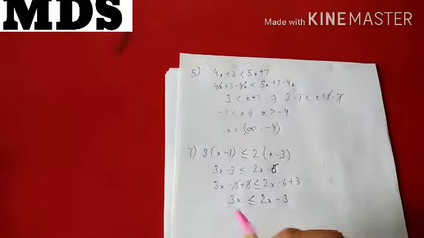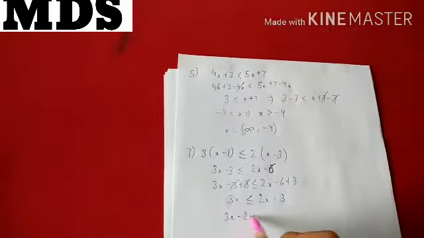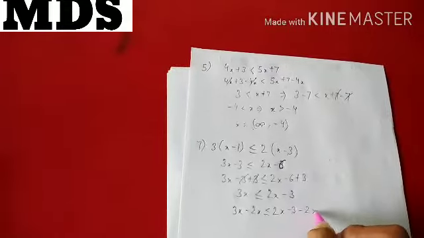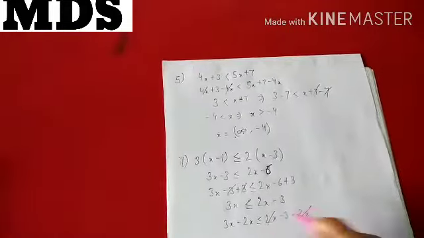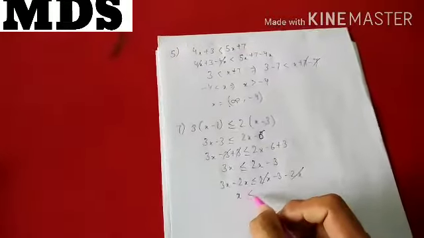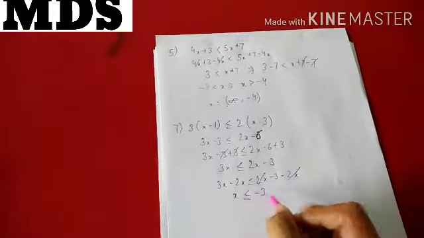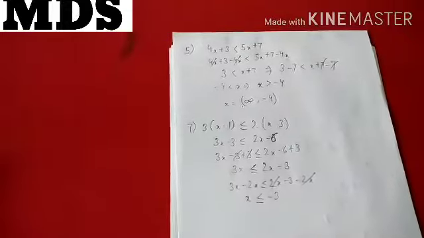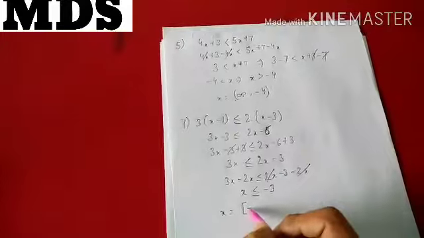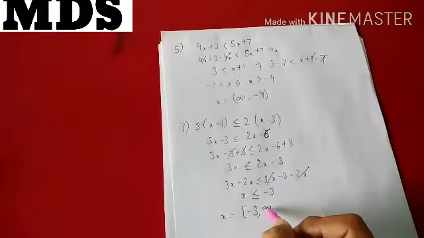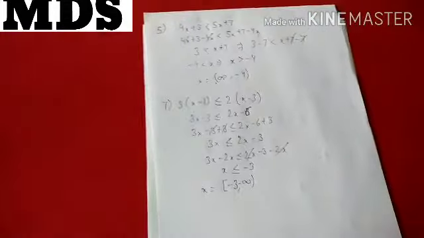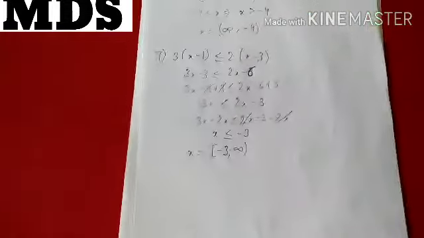Now we can subtract 2x. 3x minus 2x less than or equal to 2x minus 3 minus 2x. So 2x will be cancelled here. So what we are getting? We are getting the value of x as less than or equal to minus 3. And x is a real number. So that means x value will be from minus 3 to minus infinity. Okay, so this will be the range of our x.